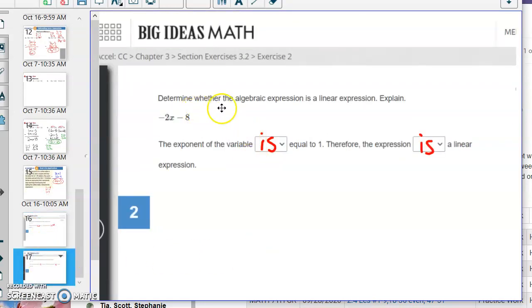Second question you're going to see, determine whether this is a linear expression. Well, the exponent of this variable is equal to 1. Therefore, this is a linear expression.